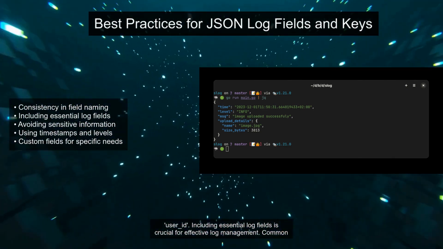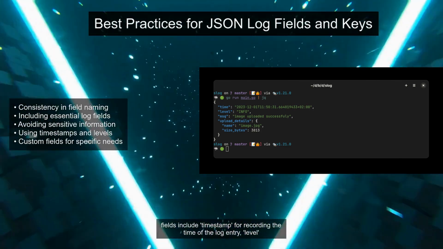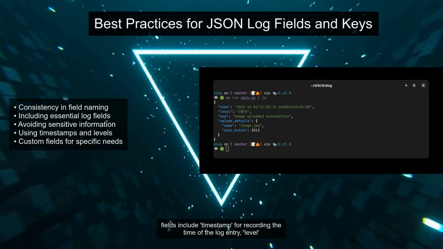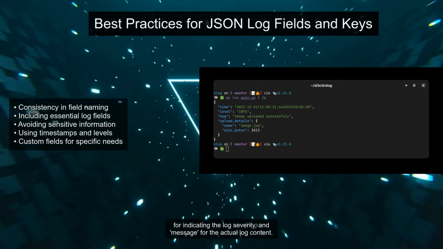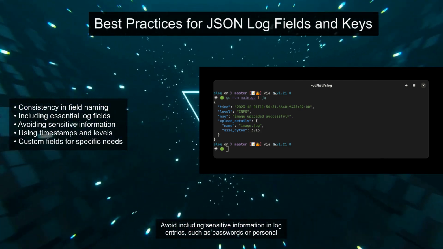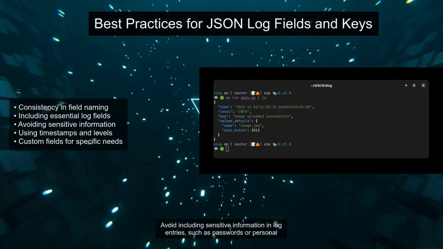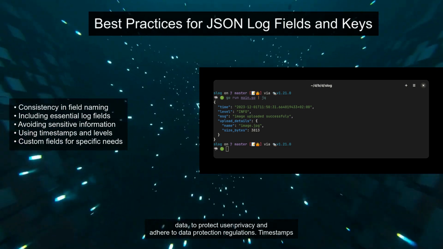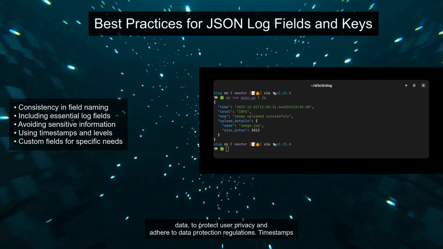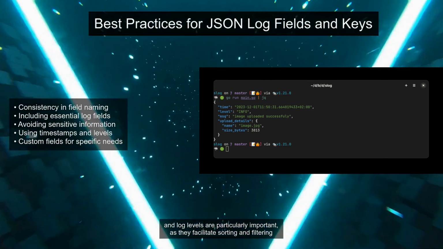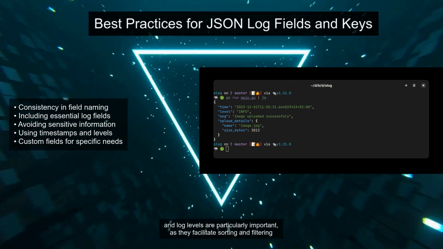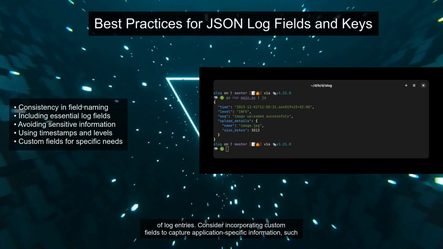Including essential log fields is crucial for effective log management. Common fields include timestamp for recording the time of the log entry, level for indicating the log severity, and message for the actual log content. Avoid including sensitive information in log entries, such as passwords or personal data, to protect user privacy and adhere to data protection regulations. Timestamps and log levels are particularly important, as they facilitate sorting and filtering of log entries.